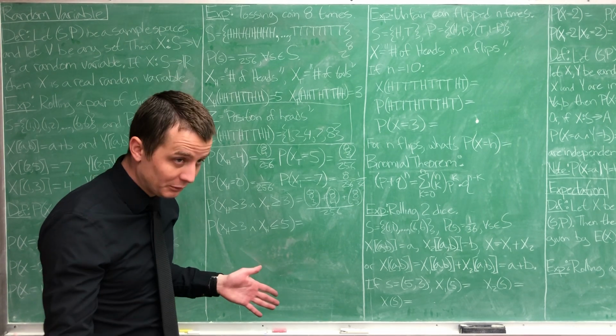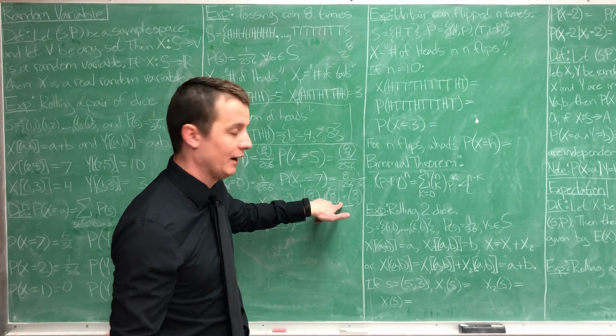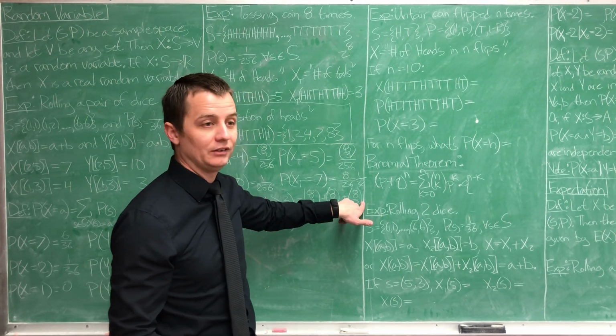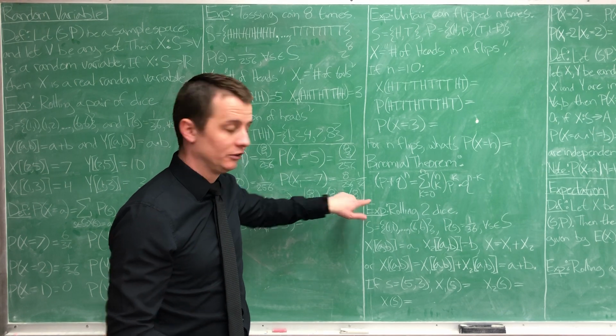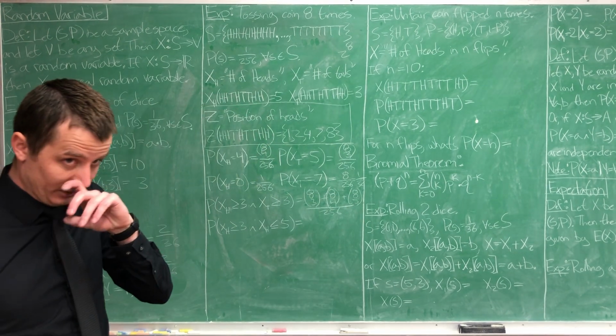Okay. Does that make sense? Here's how many ways I can have exactly 3 heads. Here's how many ways I can have exactly 4 heads. Here's how many ways I can have exactly 5 heads. So here's how many ways I can have one of those 3 options. Divide by 256 gives us our probability.